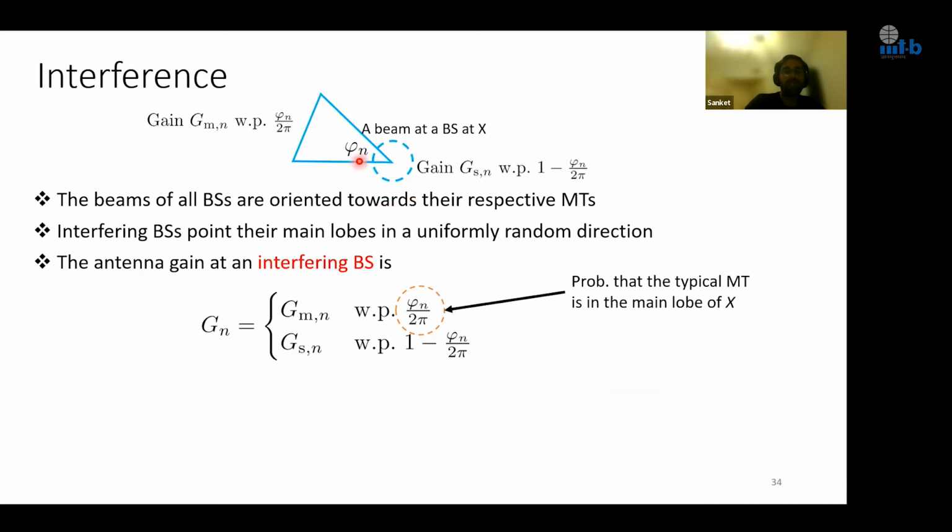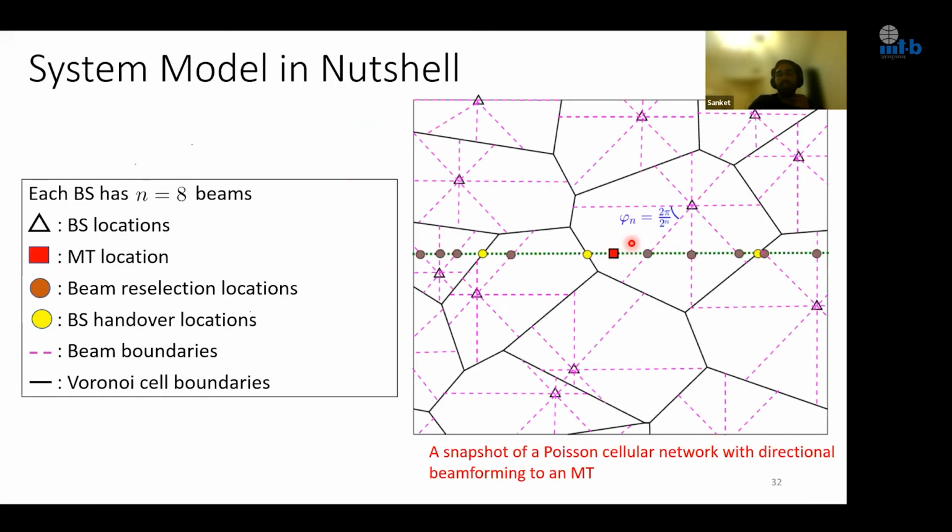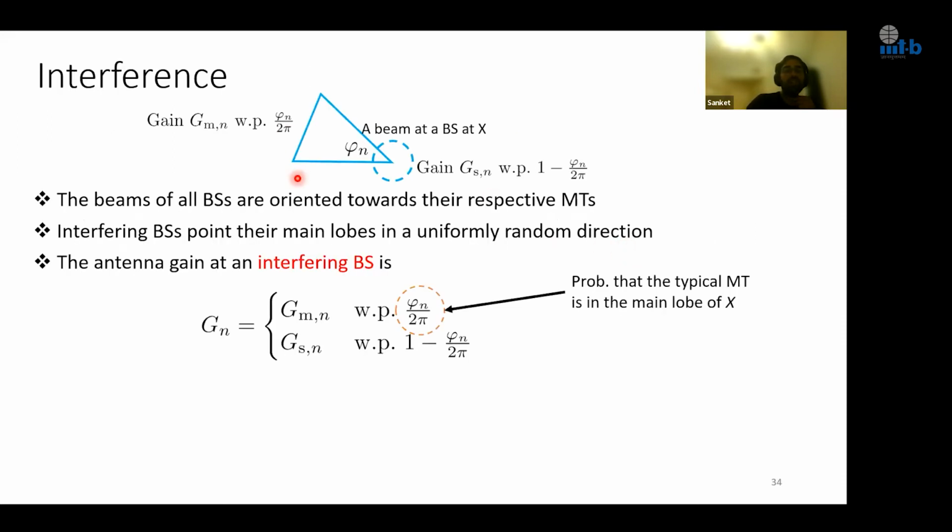Assuming that we remember that phi n denotes the beam width of this main lobe, and there is a gain GMN in this area, while inside the side lobe the gain is GSN. Since we have 2 pi to cover the whole area, probabilistically the user might be lying anywhere in this area, right? So we don't know which direction the user is lying. And then using probability, we know that the user will be served by the main lobe with probability phi n over 2 pi, and by the side lobe with probability 1 minus phi n over 2 pi.